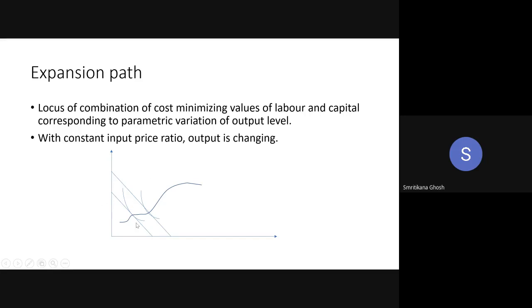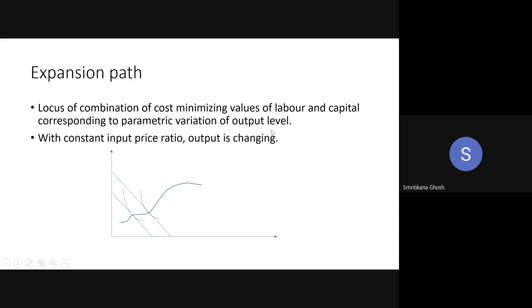You have to draw all those isocost lines, and corresponding to each of these isocost lines there will be one equilibrium. And if you join all those equilibrium points, you will get your expansion path. Why? Because the expansion path shows the cost minimizing values, that means the equilibrium values of labor and capital when the parametric variation of your output level is happening.